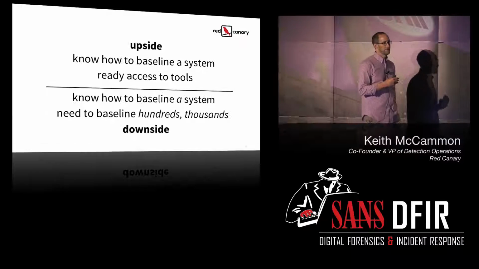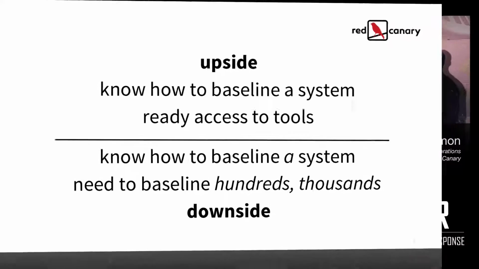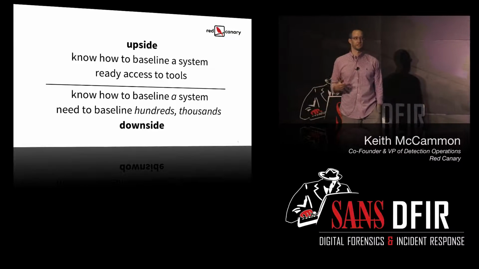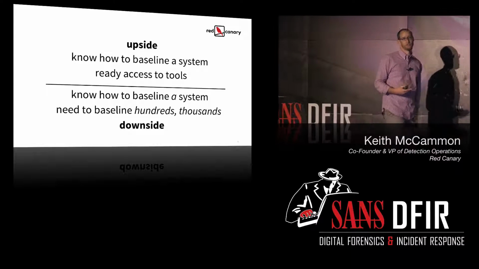So the upside is that there's a ton of precedent, a ton of tools, a ton of methodology, and a ton of automation available if you want to baseline a system. The only downside, if there's a downside, is that what we really need to do is baseline hundreds, thousands, hundreds of thousands of systems at a time, right?